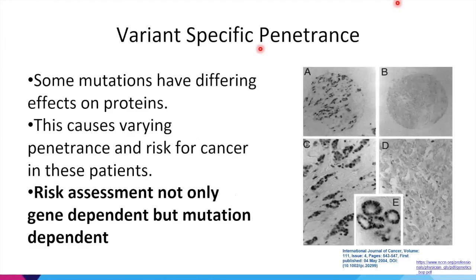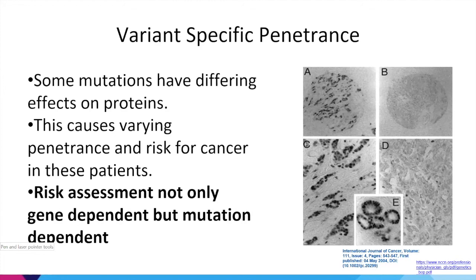But it doesn't end there. It's not only about the specific genes, but even specific changes in the gene could have different penetrance or different risks. So going back to CHEK2, what you'll see here in B and D is breast cancer with a CHEK2 mutation called 1100delC. That's a truncating mutation which causes the protein to end early, and then it actually gets degraded in the cell. And so you'll see there's none of the protein being expressed in B and D. That's why it looks that way.